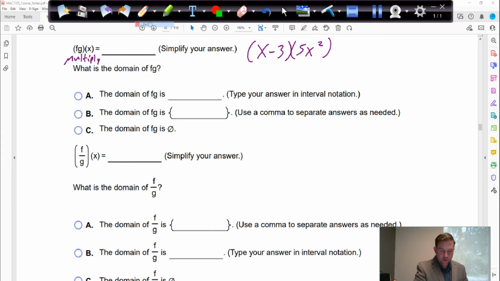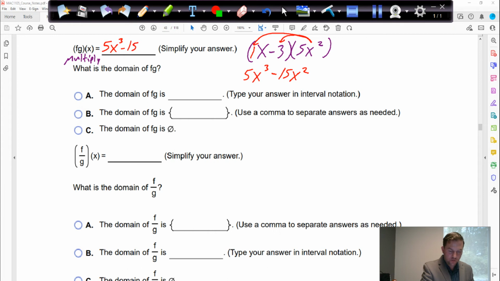And so we just have to do a little bit of bookkeeping. We're going to take 5 into the x, and we're going to take it into the 3. So we're going to get 5x to the third now, and 15x squared. So this is like 5 times 1, and we get 5, and then x squared times x is x cubed. Minus 3 times 5 is minus 15, and we pick up an x squared. So the answer here is 5x cubed minus 15x squared. Again, there's no division, no square roots. So in interval notation, we can take all real numbers.